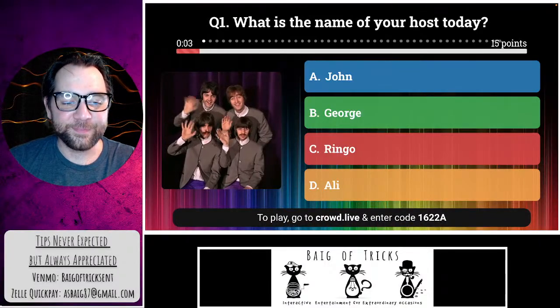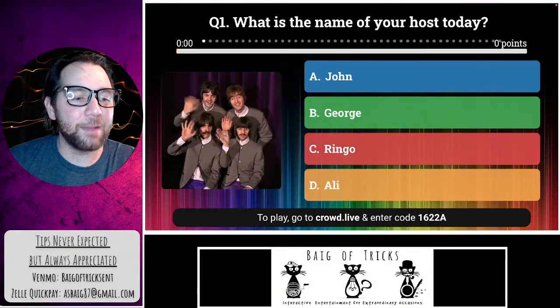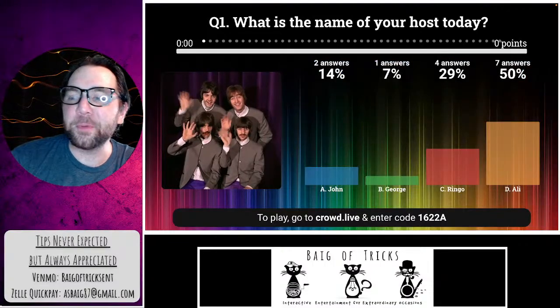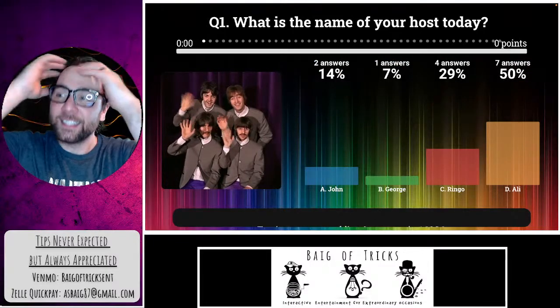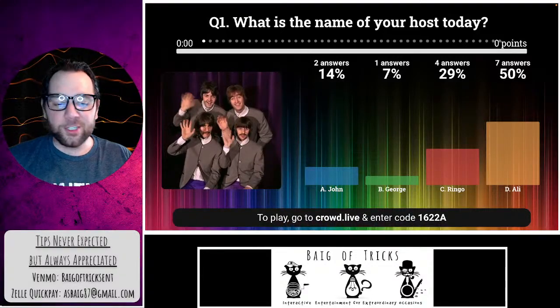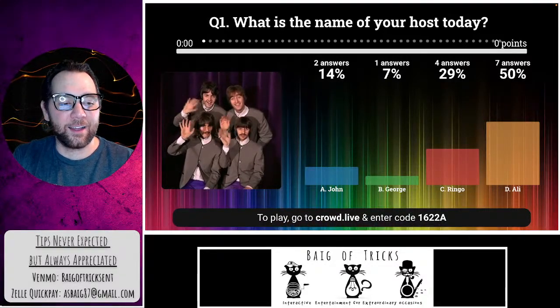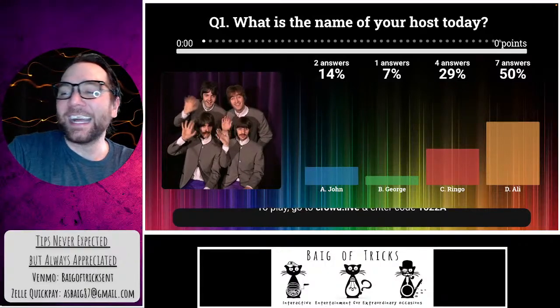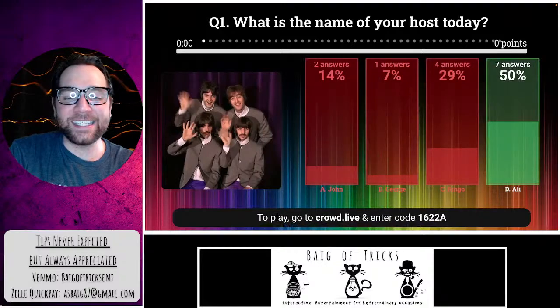All right. And everybody's in. Time is up. Again, this is just a practice question, so we're going to see how everybody did. 2 people said John. 1 person said George. 4 people said Ringo. 7 people said Ali. Unfortunately, I'm not a Ringo. A Beatle. Bingo would be fun, too. Well, I am not a bingo either. A Beatle. D is the correct answer.